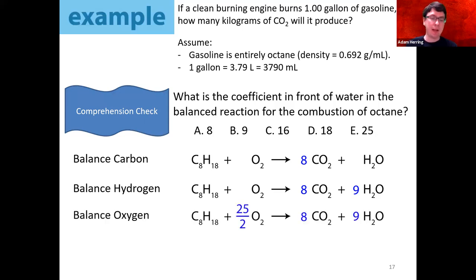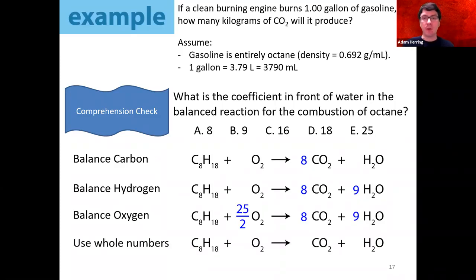Here, the simplest way is to multiply by 25 over 2, because there are 25 oxygens on the right side of the reaction, and each oxygen molecule itself contributes 2, so we need to multiply by 25 over 2. Then we want to balance and make only whole numbers, so we multiply everything by a coefficient of 2, which gives us 2 octane, 25 oxygen, 16 carbon dioxide, and 18 water. That's our balanced chemical equation.